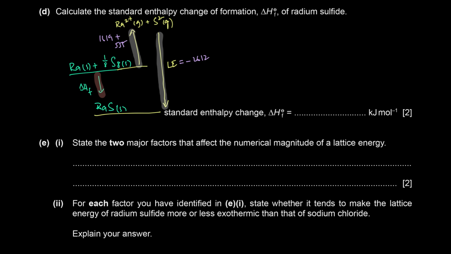So what we have here is 1619 plus 555 minus 2612, that's the indirect route. This is equal to the delta H formation. So what does X come out to? Here X comes out to negative 438 kilojoules per mole. So that's our answer.